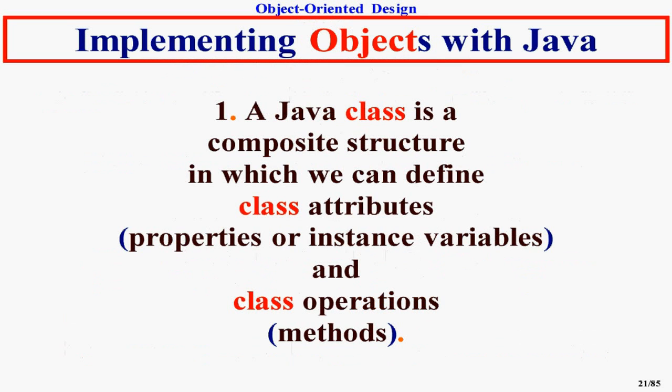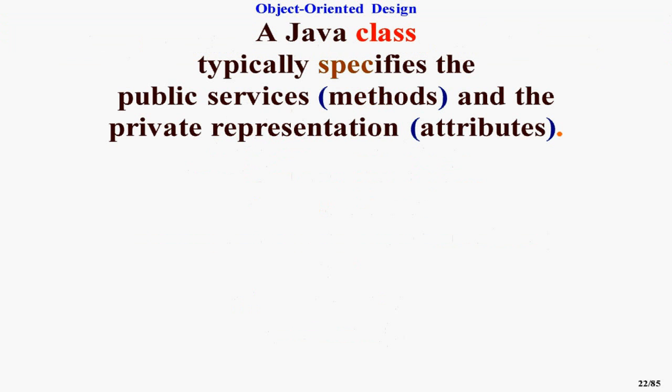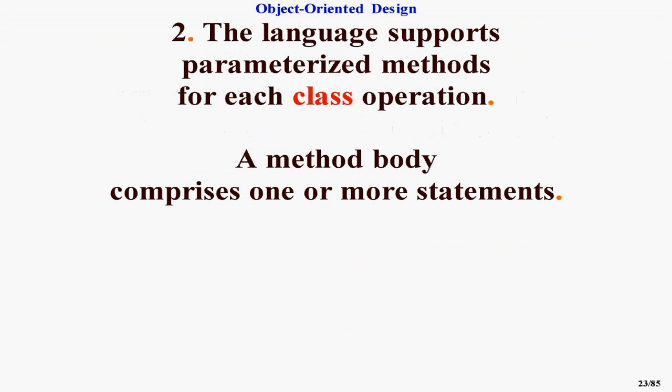Implementing objects with Java. 1. A Java class is a composite structure in which we can define class attributes, properties, or instance variables and class operations, methods. A Java class typically specifies the public services, methods, and the private representation, attributes. 2. The language supports parameterized methods for each class operation. A method body comprises one or more statements.